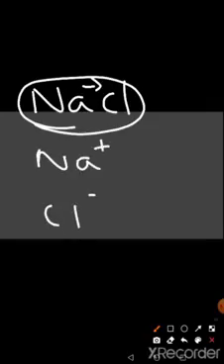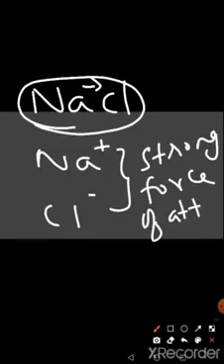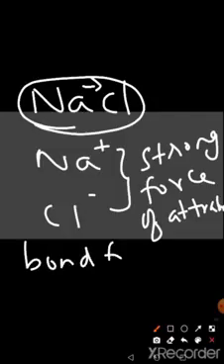So when a metal and a non-metal combine with each other, there is a strong force of attraction between the two opposite charges, what we call the electrostatic force of attraction. Strong force of attraction. In physics we call it electrostatic force of attraction. In chemistry we call it bond formation.